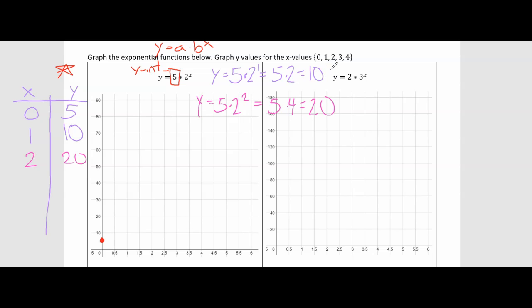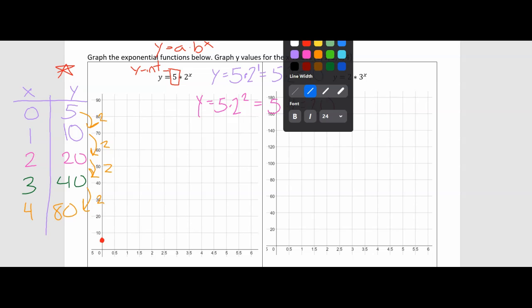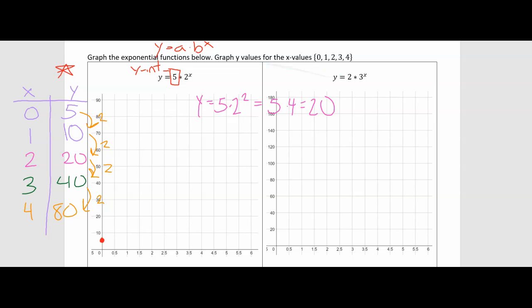And you'll notice a pattern here. If you do the math, when x is equal to 3, y is equal to 40. When x is equal to 4, y is equal to 80. And again, that's because we are multiplying by that constant ratio. In this case, the constant ratio is 2. We're multiplying by 2 every time. So now I'm going to graph the rest of these points.